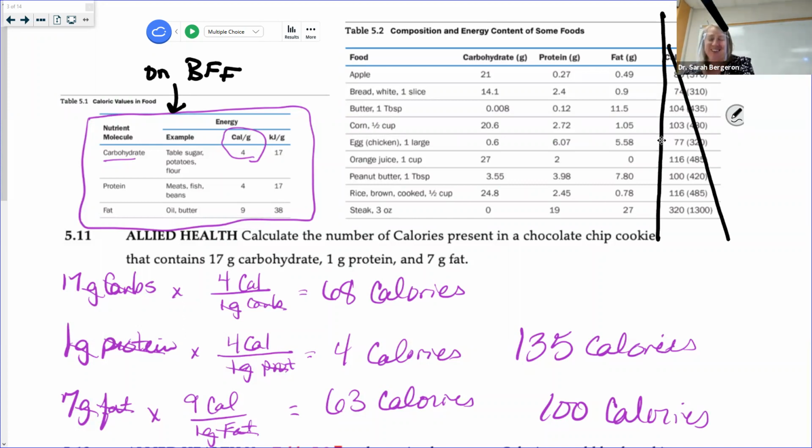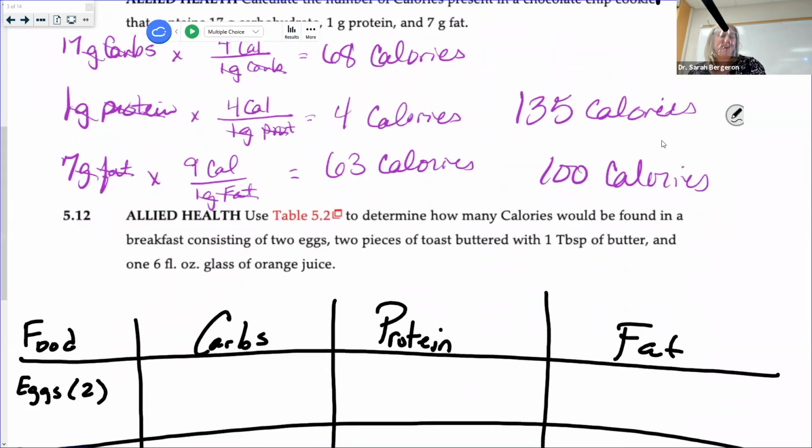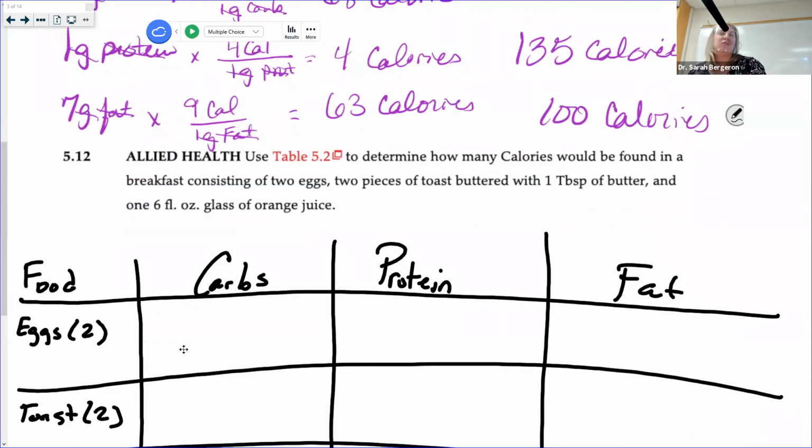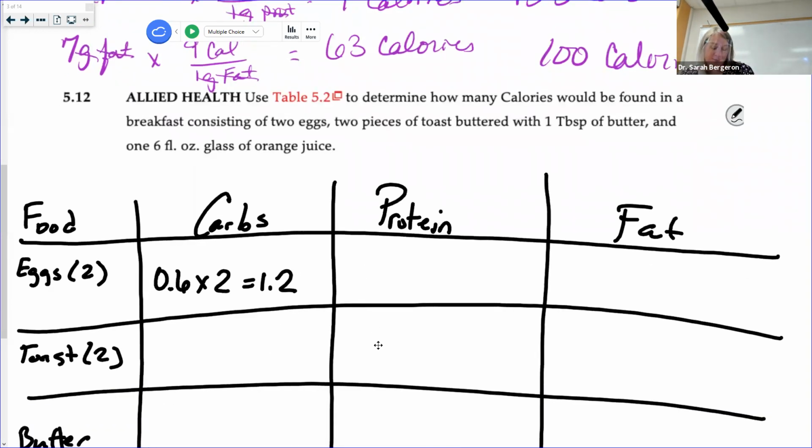Don't use it. Okay, so if I come down here, I say how many carbs were in 2 eggs? What are you going to tell me? 1.2. How did you get 1.2? Because that's not on the list. It was 0.6 carbs per egg, so I have to multiply that times 2 to get 1.2. That's right. Okay, how about protein? You've got 6.07, you multiply by 2, you get 12.14.